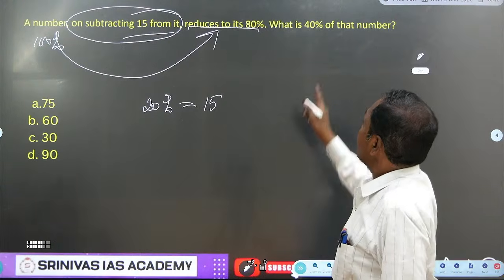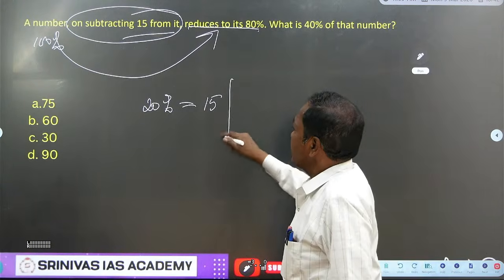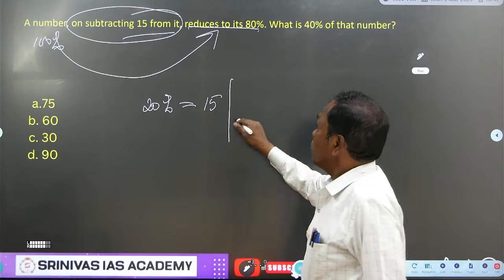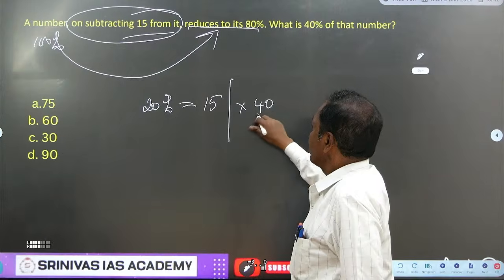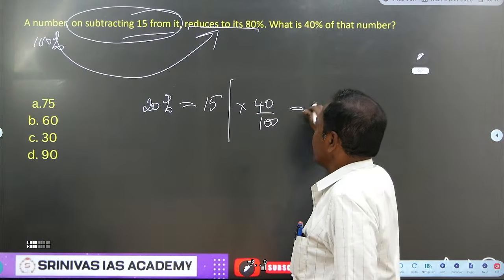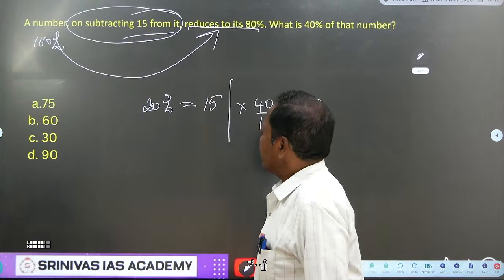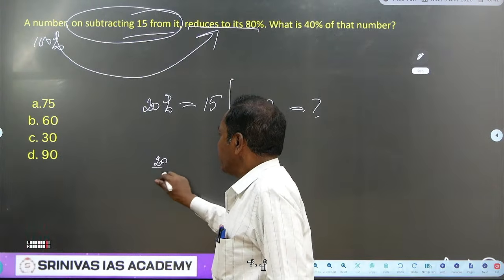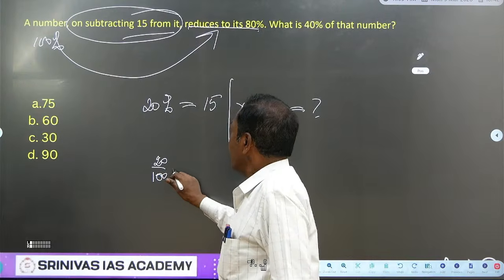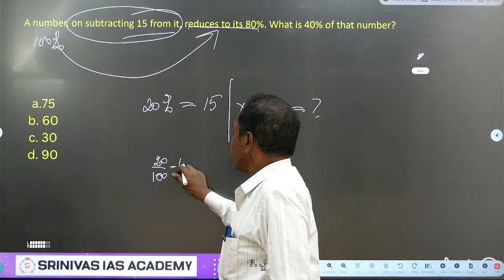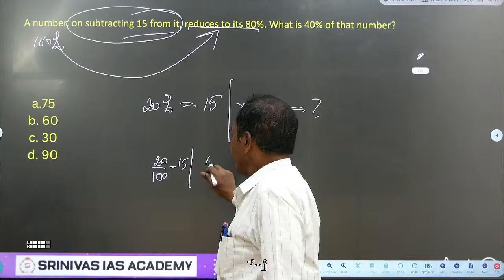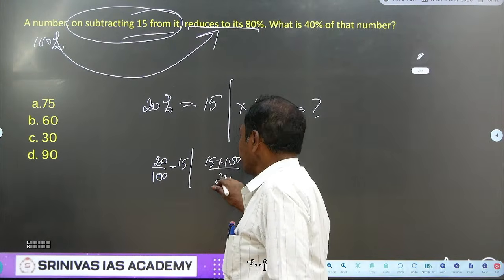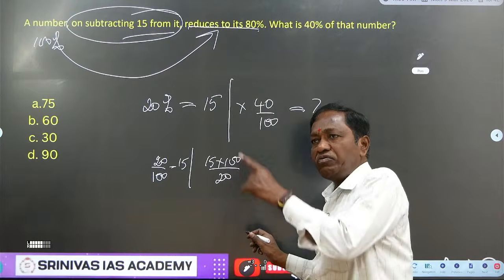Okay, and what is the 40% of that number? When LHS equals RHS, the original number will be known here. So what is the 40% of it? That is the question. Now we can do 20%. How do you write 20%? 20 by 100 equals 15. It means 15 into 100 by 20. Don't solve it. If you solve it, the original number will be known.